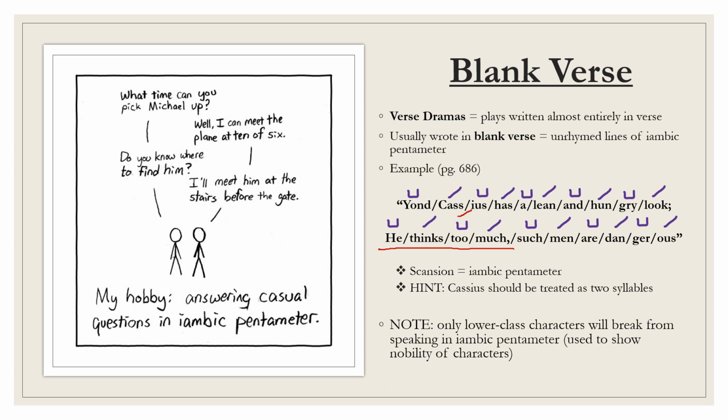And this is used by Shakespeare to show the nobility of characters. So when we read those lines from our main characters like Cassius, like Caesar, and like Brutus, who we'll be introduced to in our next video, we're going to see that they stick to iambic pentameter.